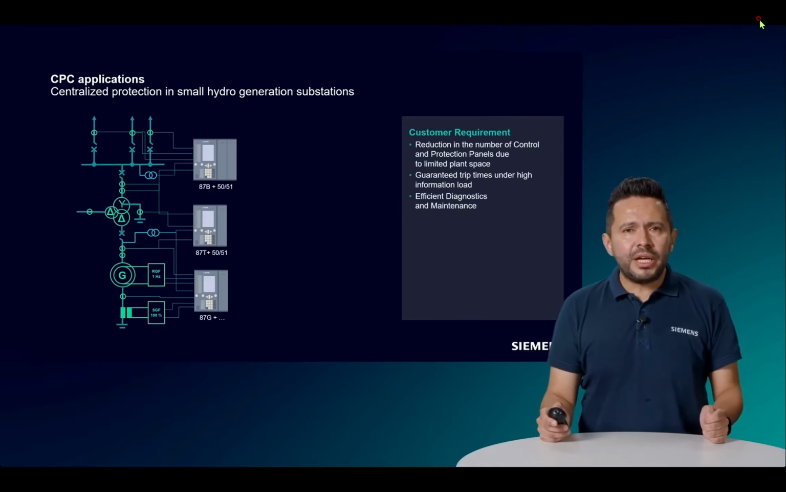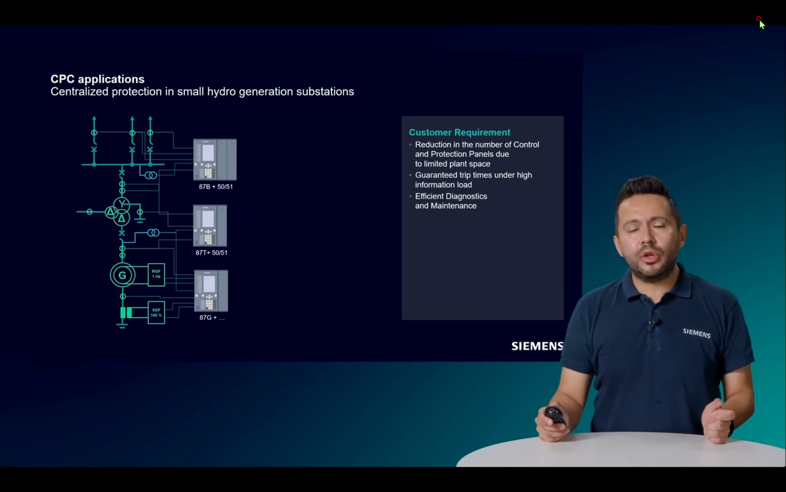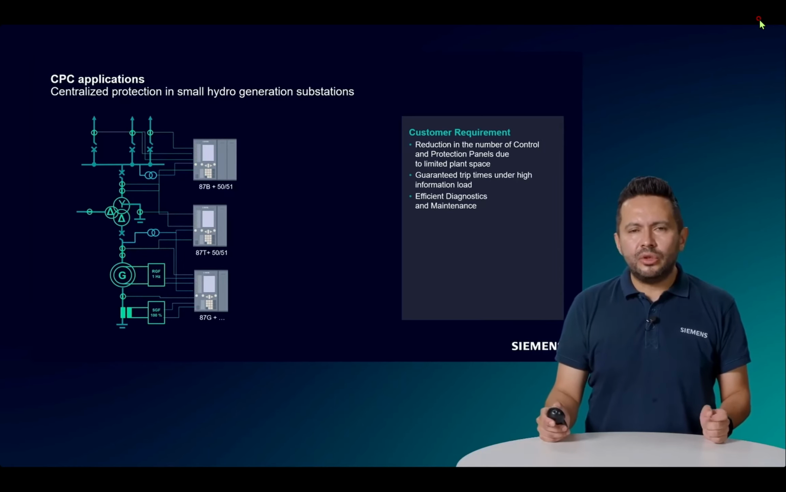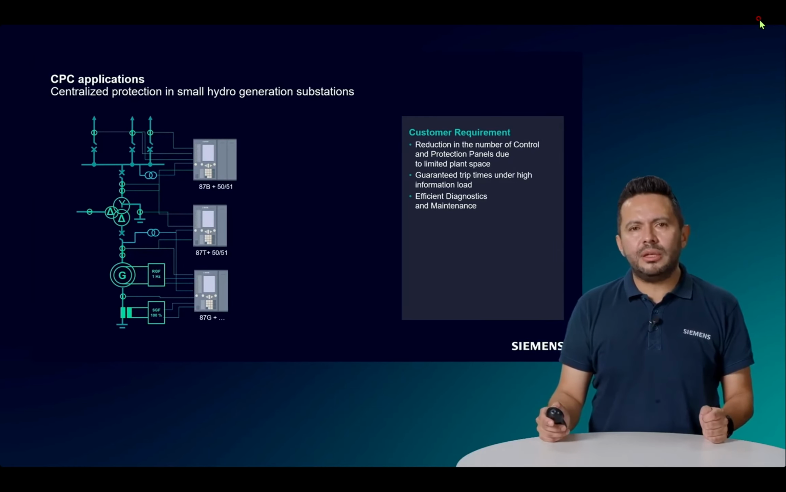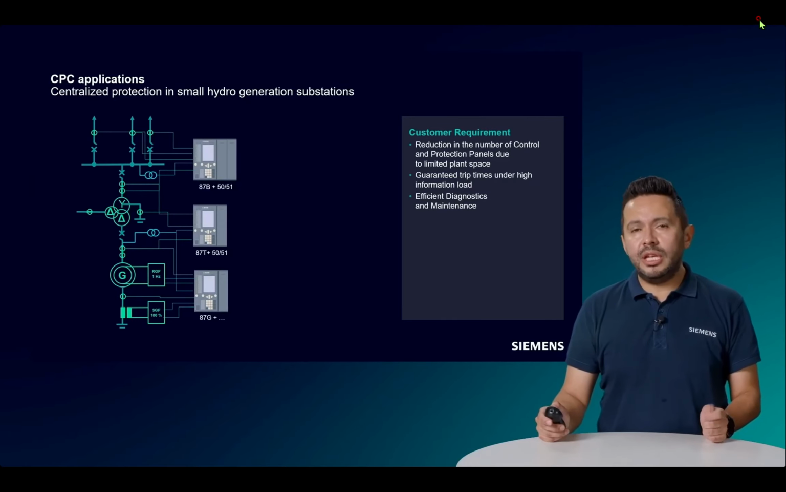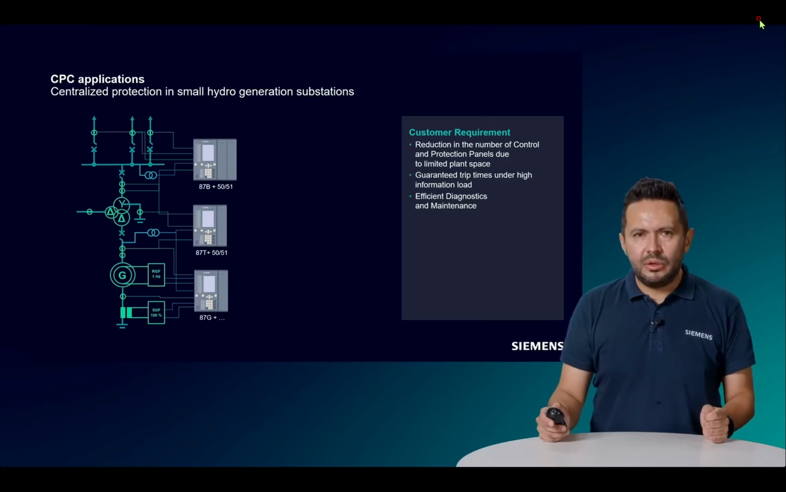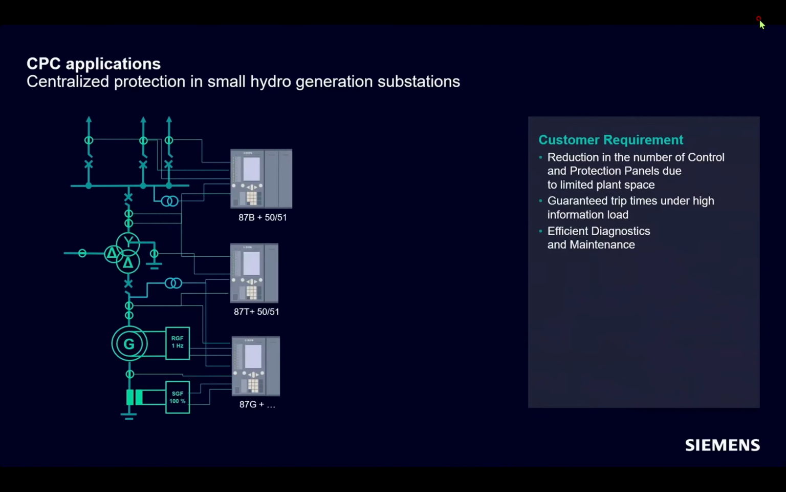For this application, the customer requirements include reduction of secondary equipment like control and protection devices due to the limited plant space. Use one device to handle all the information at the same time, ensuring fast trip times. In terms of maintenance, efficient diagnostics and access management.